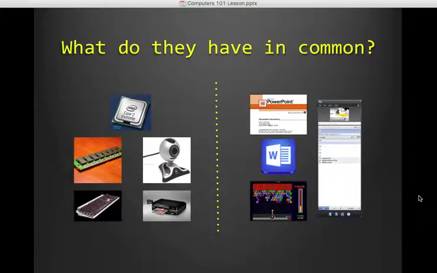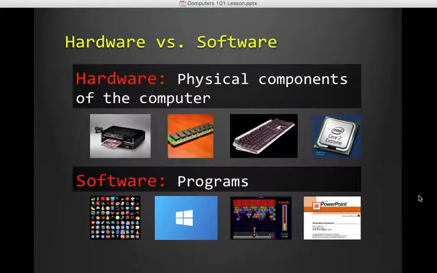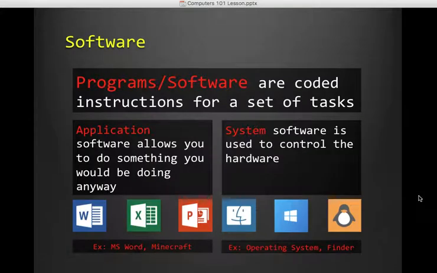All right, look at these two groups of things. The items on the left share a characteristic that the items on the right do not. So the items on the left are tangible. You can actually touch them. They're physical. Physical components of a computer are called hardware. So hardware, anything physical, if you can touch it, hardware. Software are just the programs. Programs are coded instructions for a set of tasks.